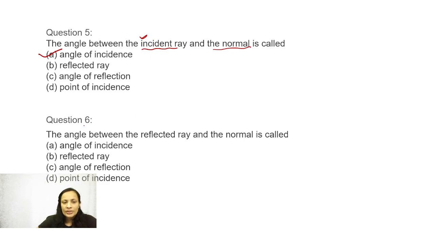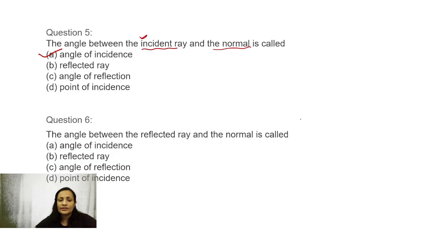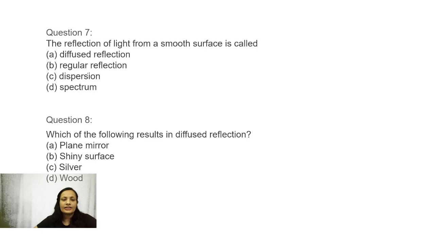So the next one is the angle between the reflected ray and the normal. As I told you, the angle between the reflected ray and the normal is denoted by R, or you can say angle of reflection. So let's check the correct one. Option C will be correct, angle of reflection. Okay, now let's see the next question.